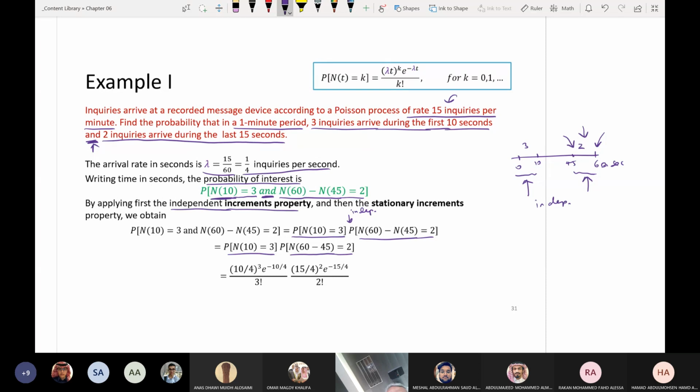So here we have N of 10, so we just replace in this equation lambda t, where lambda is 1/4, multiplied by t, which is 10 seconds, so basically (10/4) to the power of 3, times e to minus 10/4, divided by 3 factorial. And here we have 15 seconds, so it's (15/4) squared, e to minus 15/4, divided by 2 factorial. Whatever that is.